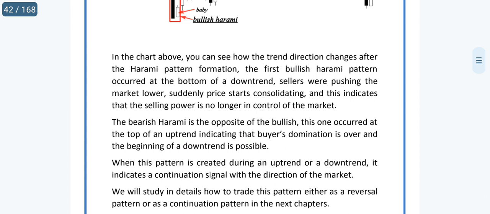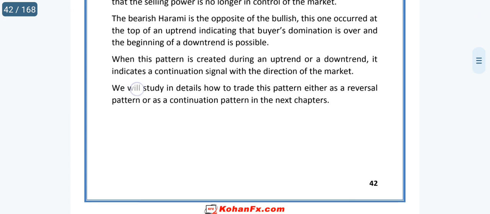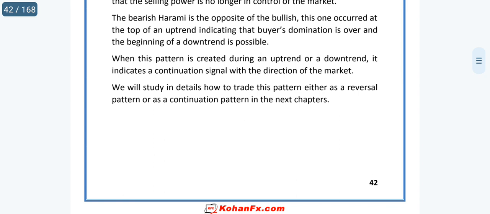When this pattern is created during an uptrend or a downtrend, it indicates a continuation signal with the direction of the market. We will study in detail how to trade this pattern, either as a reversal pattern or as a continuation pattern, in the next chapters.